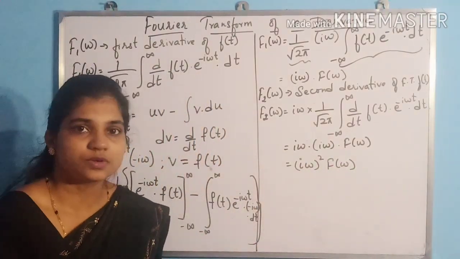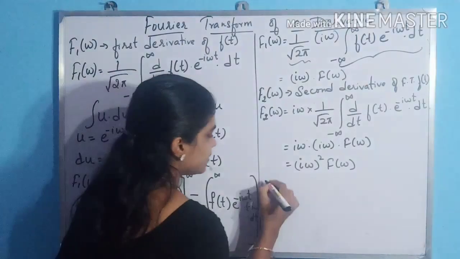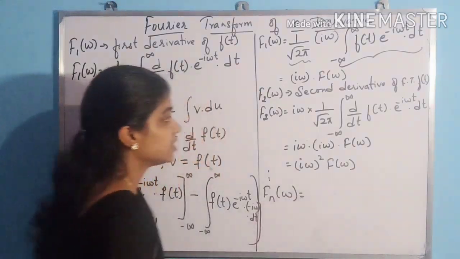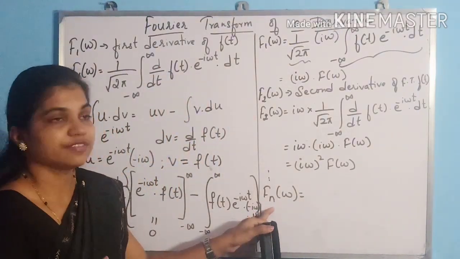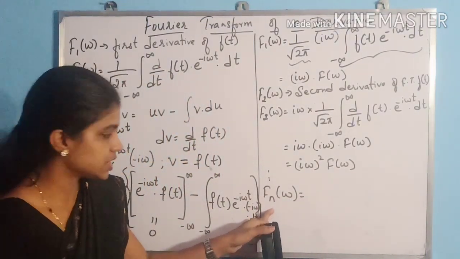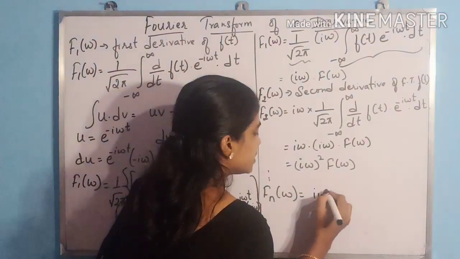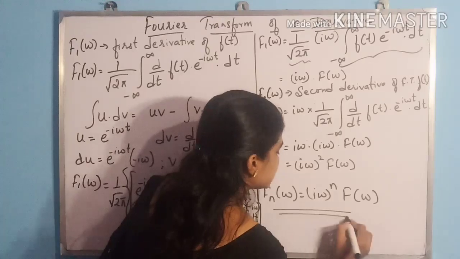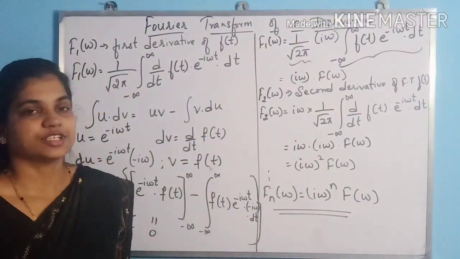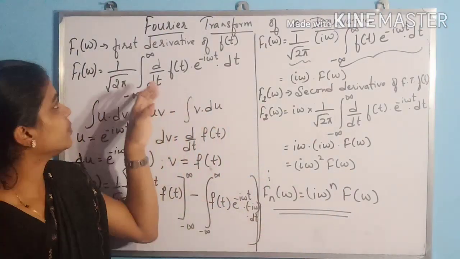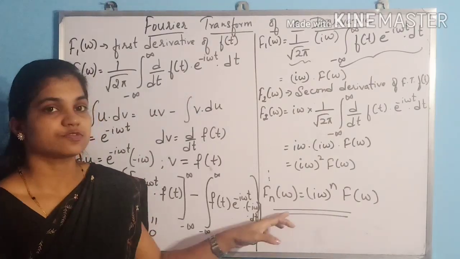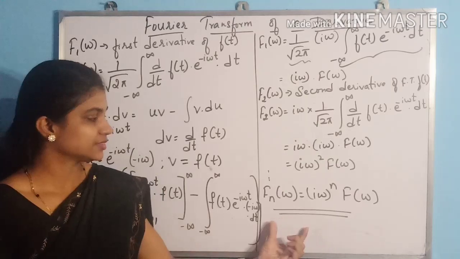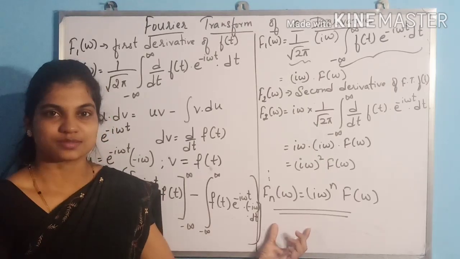So this is going to go on continuing. So what we have at the end, if I generalize this, is that the Fourier transform of the nth derivative of f of t is (i omega) to the power n f of omega. So this is the nth derivative of Fourier transform. So we have found out the Fourier transform of a derivative. Alright? So this is our answer.